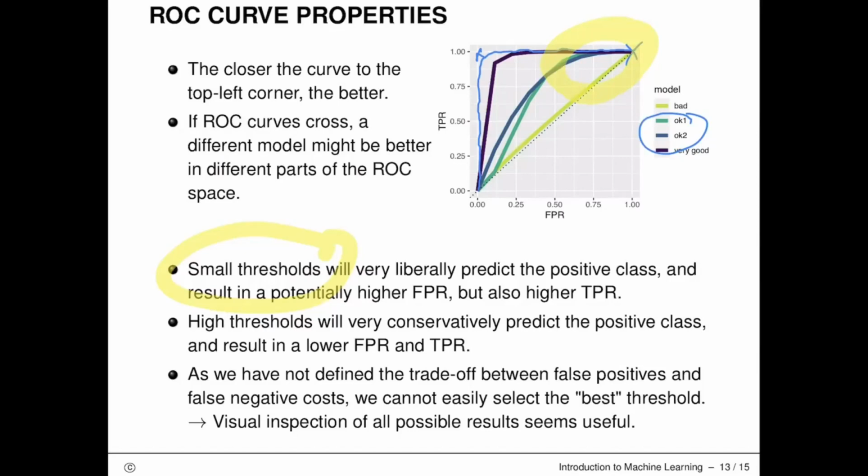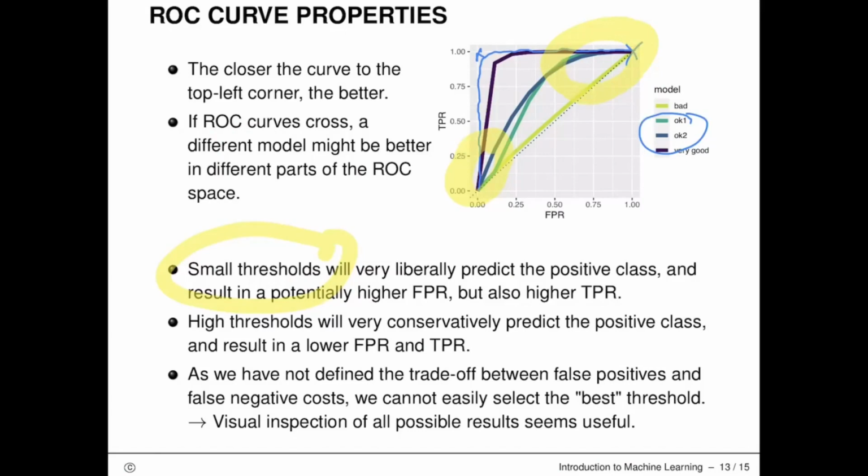And on the other side, if we have high thresholds, then we are in this section here on the bottom left corner, where we conservatively predict a positive class, which results in a lower FPR and a lower TPR. Yeah, we cannot really easily select the best threshold.